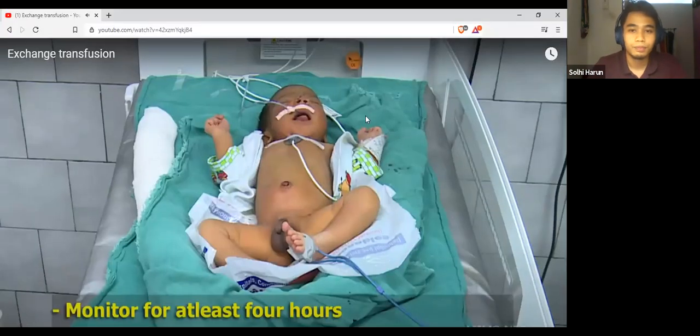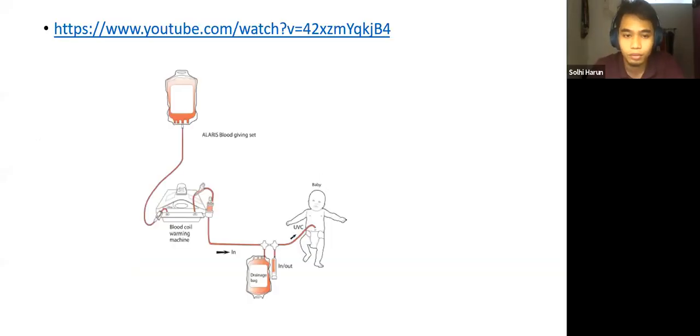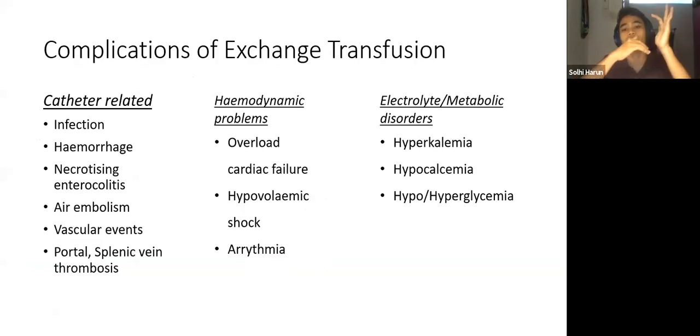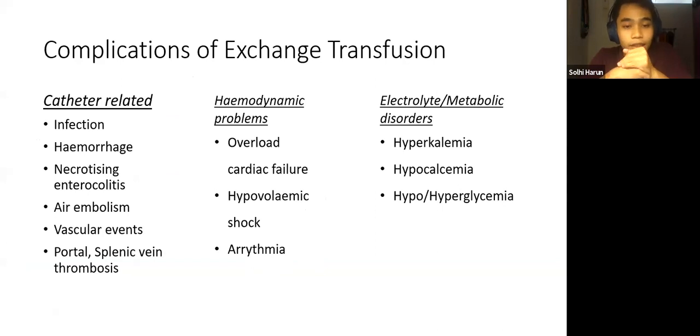All right, so these are the complications of exchange transfusion. We can divide them into 3: catheter-related, hemodynamic problems, and electrolyte and metabolic disorders. Under catheter-related, we have infection, bleeding, necrotizing enterocolitis, embolism, vascular events, and portal or splenic vein thrombosis, which is a bit rare. Hemodynamic problems: we can have overload cardiac failure, hypovolemic shock, and arrhythmia. Under electrolyte and metabolic disorders, the patient can have hyperkalemia, hypocalcemia, and hypo or hyperglycemia.